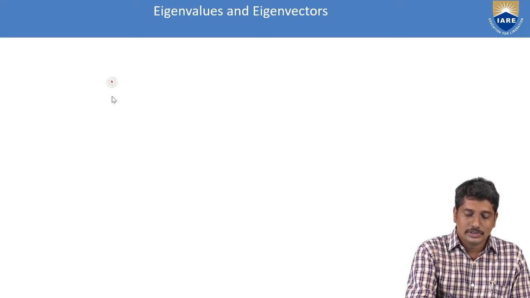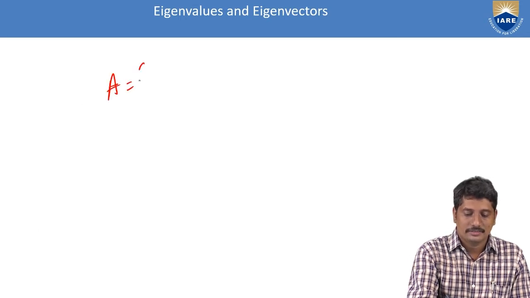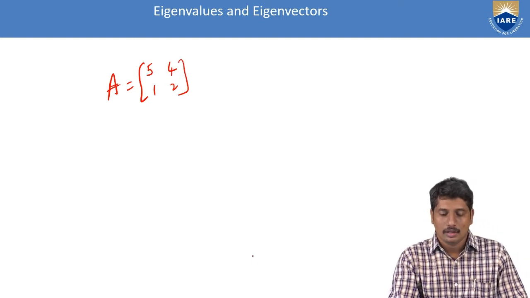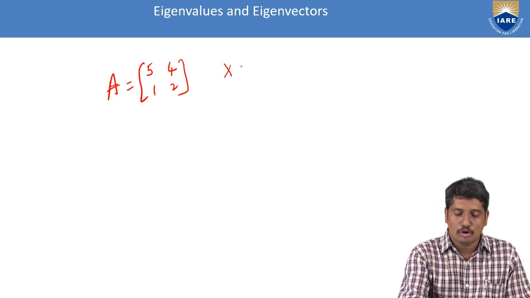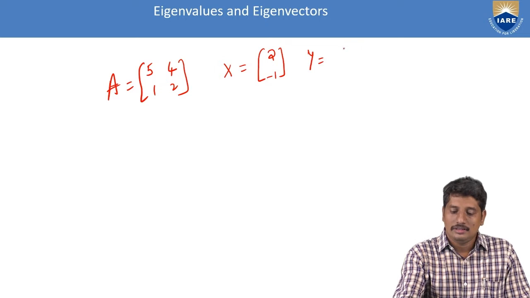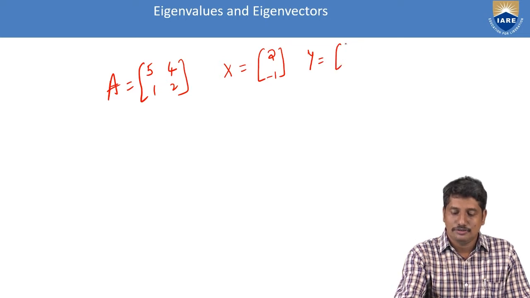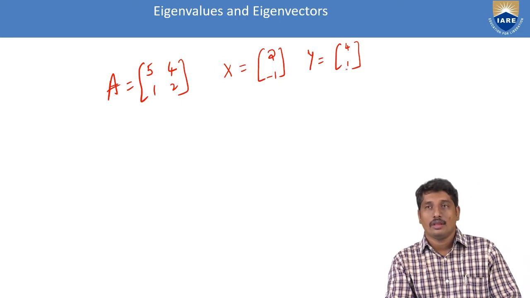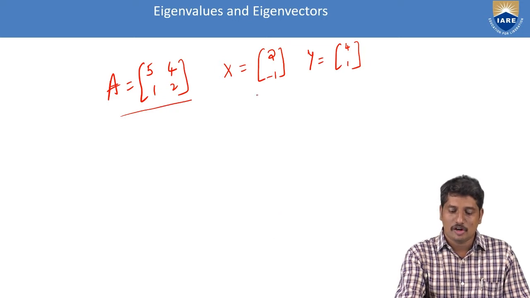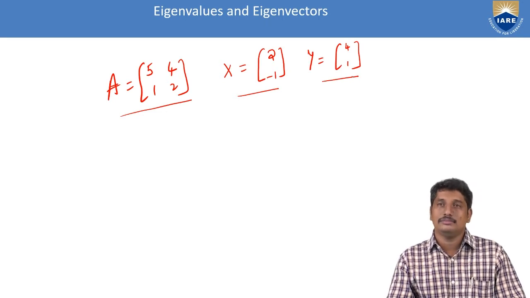Now, here I'm considering a matrix 5, 4, 1, 2. It's a 2 by 2 matrix. And I'm considering two column vectors, 2, minus 1, and another vector I'm considering is 4, 1. So I have a matrix which is a 2 by 2 matrix, and I have two column matrices which I call as column vectors, the vector x and the vector y. Both are of size 2 by 1.